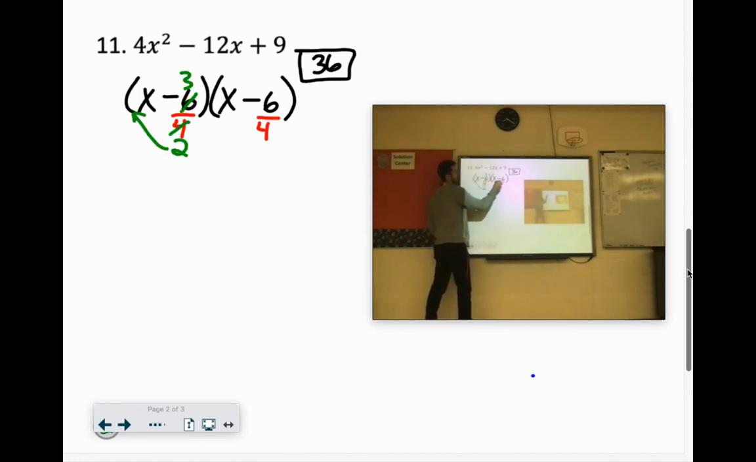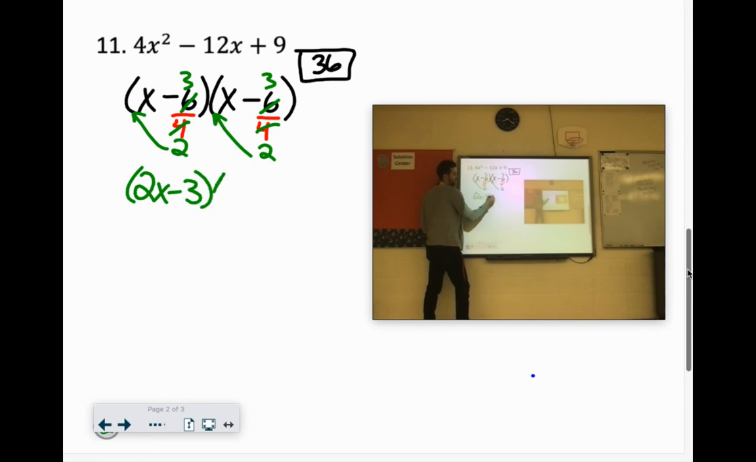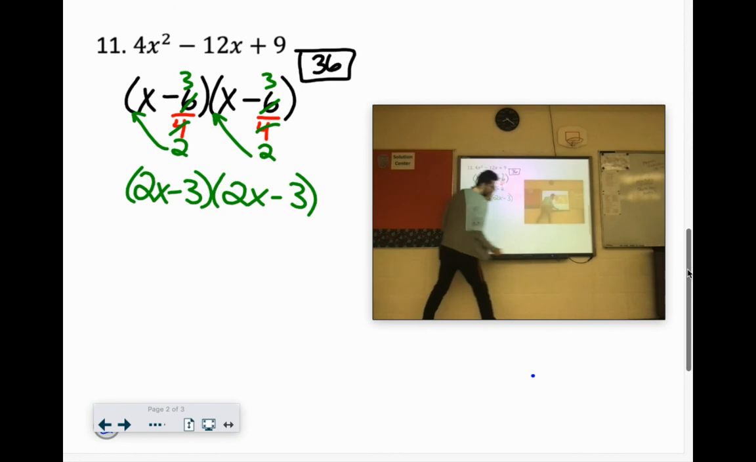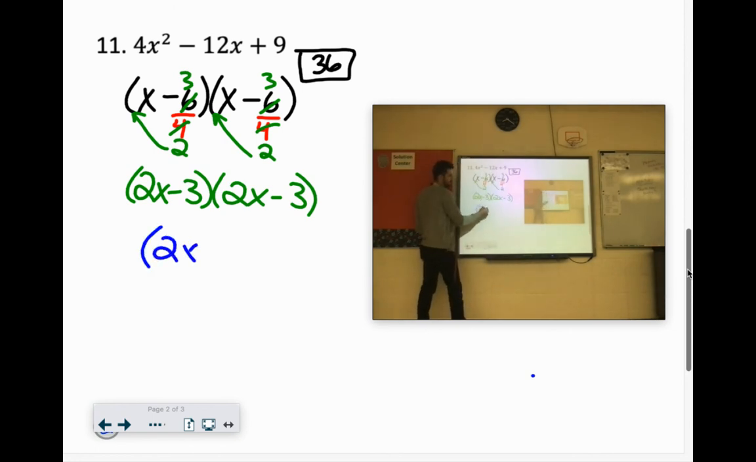Kick the 2 to the front. 2x minus 3 times 2x minus 3. But come on, we're cooler than that. We don't want to write it like that. We want to write it as 2x minus 3 squared.